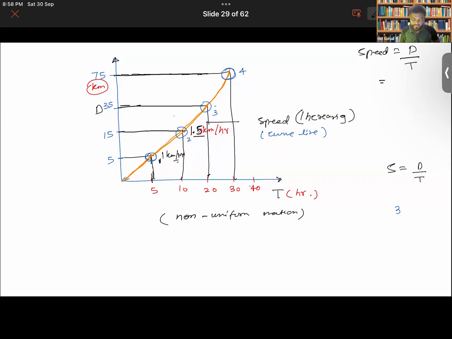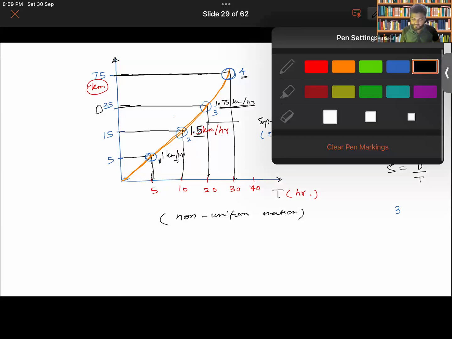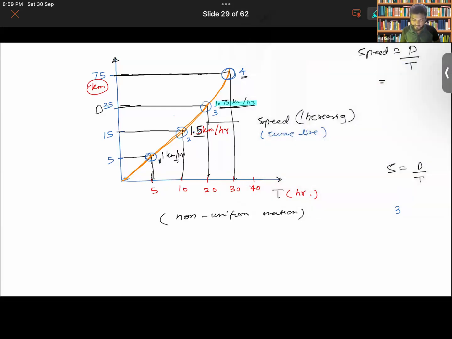What is the value you are getting? Sir, I got my value also. Vaiga, how much? Chakrika? Sir, it is 1.75. 1.75 kilometer per hour. Good. So the last one I got 1.875 kilometer per hour.